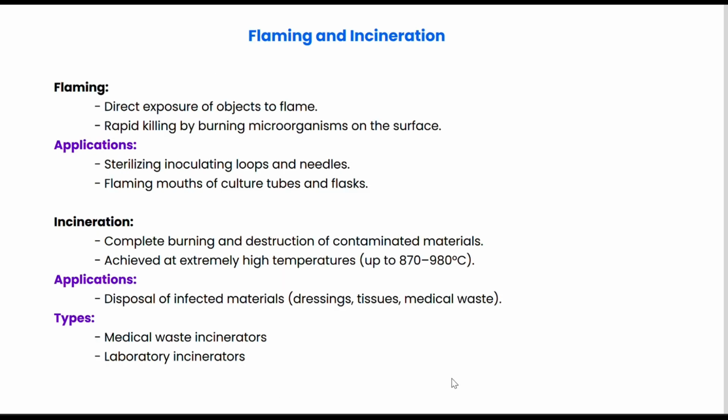Moving on to two simple but very powerful sterilization methods: flaming and incineration. Flaming is the quick sterilization technique where we expose an object directly to an open flame. The intense heat instantly kills any microorganisms present on the surface. This is routinely used in microbiology labs for sterilizing inoculating loops and needles, and flaming the mouths of culture tubes or flasks before and after transferring cultures. It's fast, easy, and very effective when handling small items.